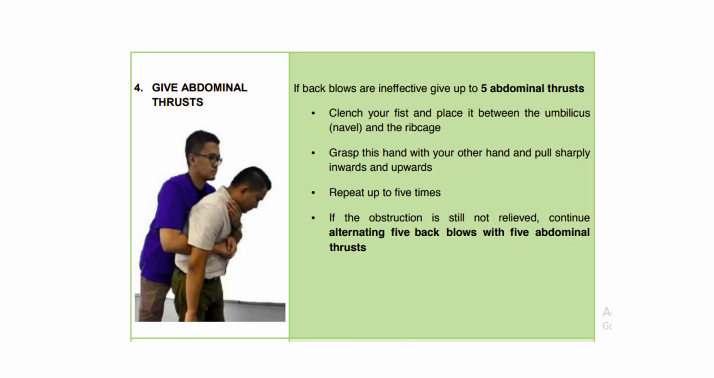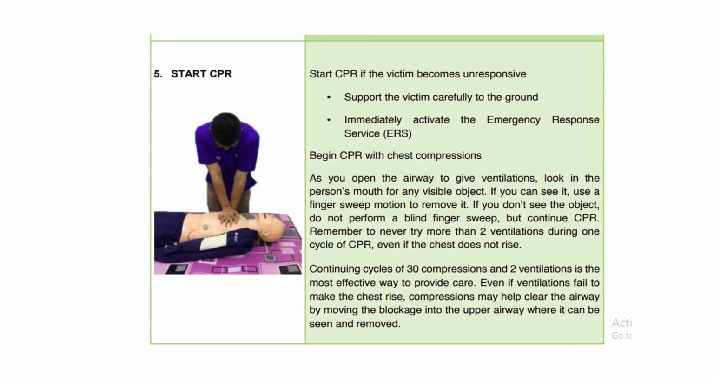If back blows are ineffective, give up to 5 abdominal thrusts. Clench your fist and place it between the umbilicus and the rib cage. Grasp this hand with your other hand and pull sharply inward and upward. Repeat up to 5 times. If the obstruction is still not relieved, continue alternating 5 back blows with 5 abdominal thrusts. Start CPR if the victim becomes unresponsive.